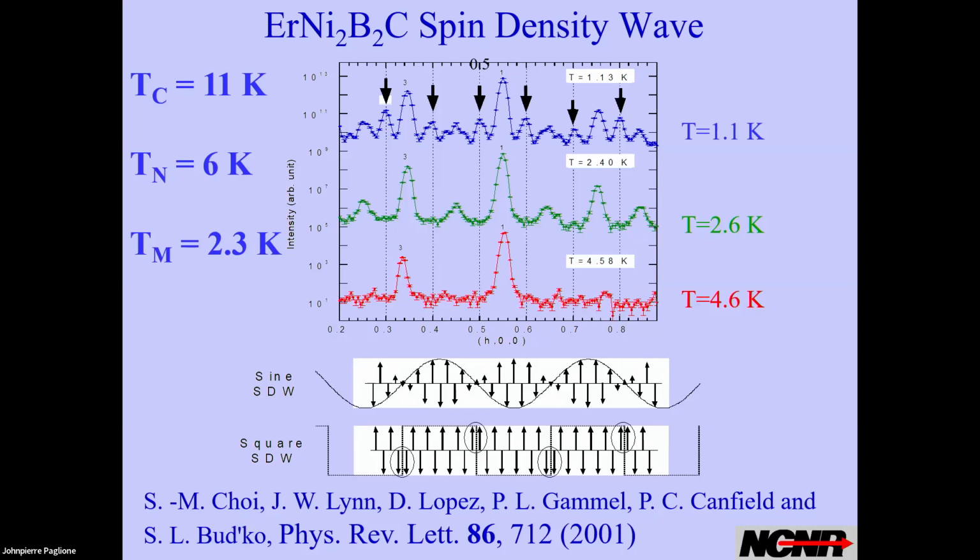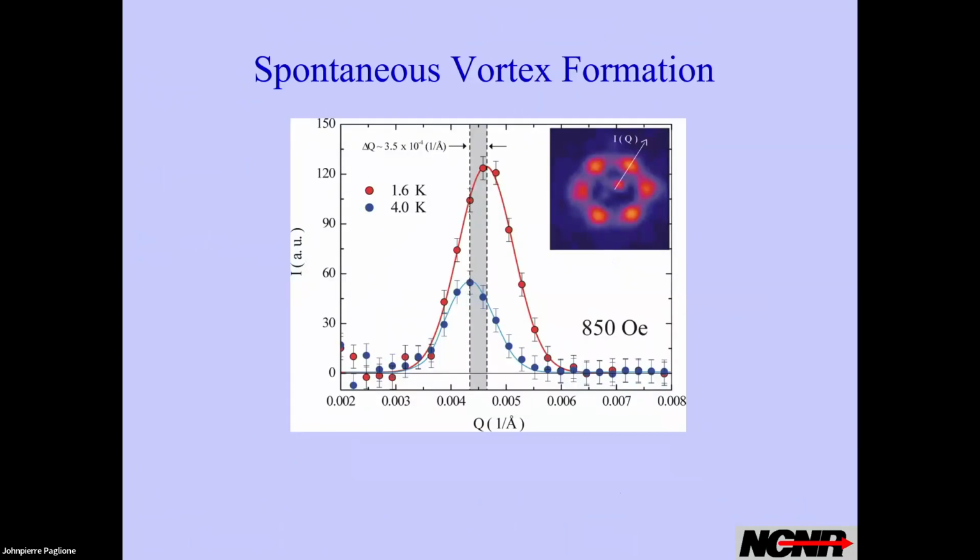And so you get higher order peaks. In fact, even at 4.6, you can see a third order peak here, but then you get fifth order, seventh order, and finally you get a kind of a square wave, and then it tries to lock in, but it can't, and it actually causes a net magnetization to develop, and then that net magnetization breaks the time reversal symmetry. You can see that in the vortex lattice. Here's at 4 Kelvin.